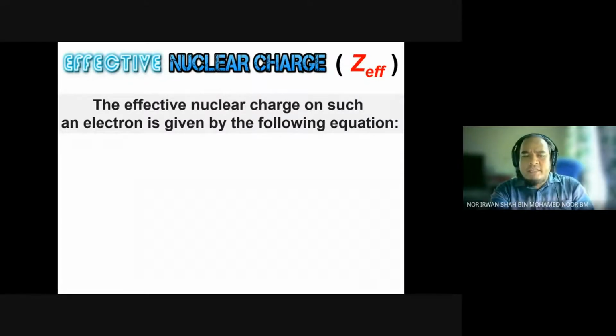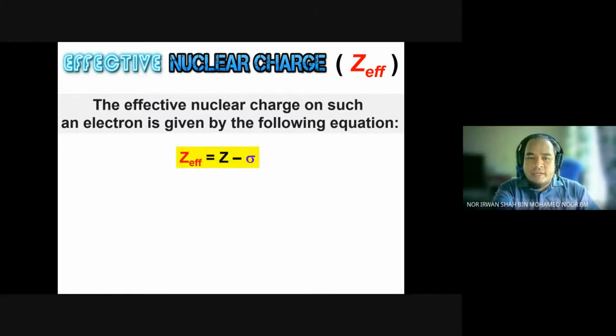Okay guys, seterusnya. So seterusnya guys, this effective nuclear charge, we can calculate this actually. Okay, so there is an equation that we can use. So what is the equation? So inilah dia guys, the equation to calculate effective nuclear charge. It is equals to Z. So remember what is Z? Z adalah nuclear charge tadi ataupun proton number minus sigma.